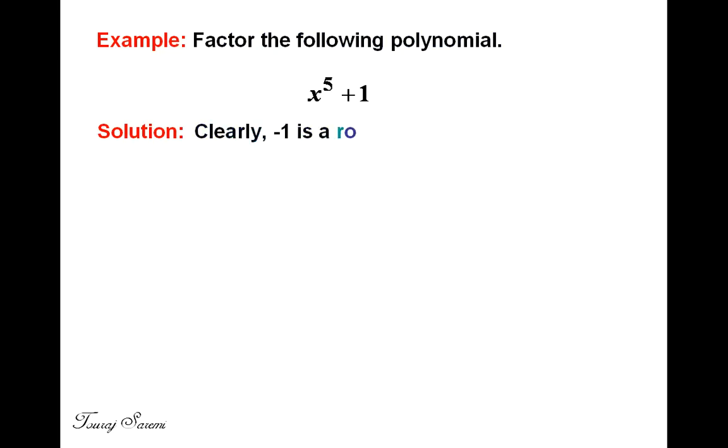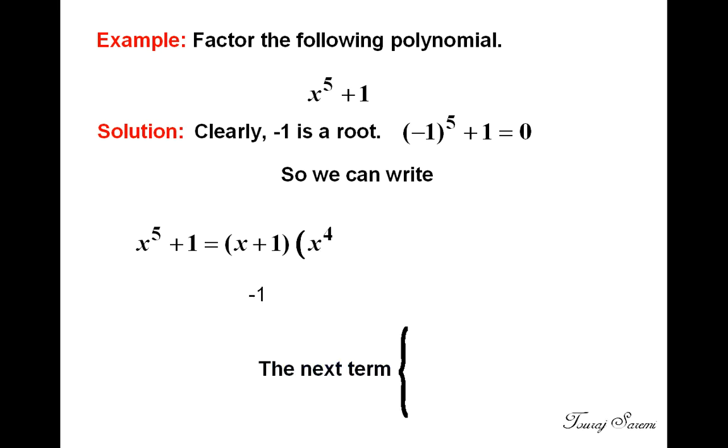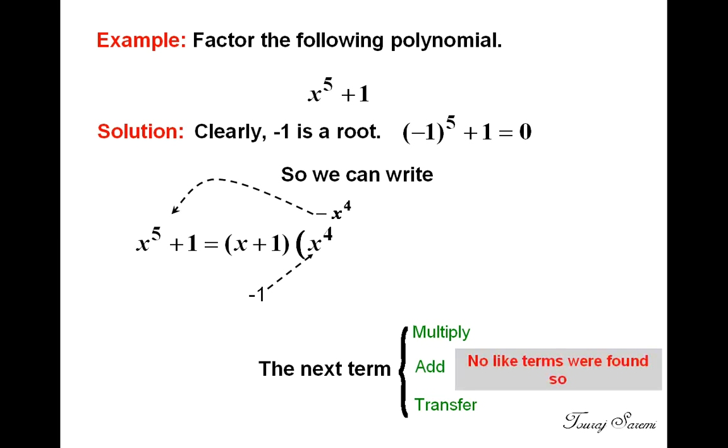Example. Factor the following polynomial. Solution. Clearly, -1 is a root. So we can write the first term, the next term. Multiply. Add. No like terms were found, so transfer. Don't forget the rule.